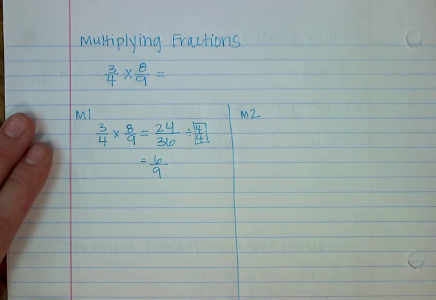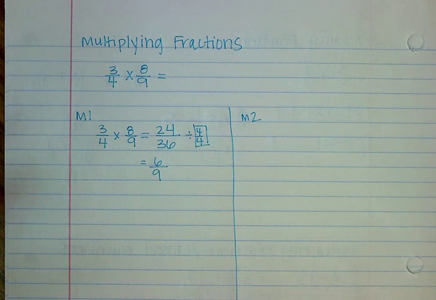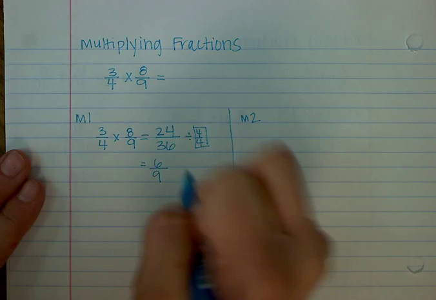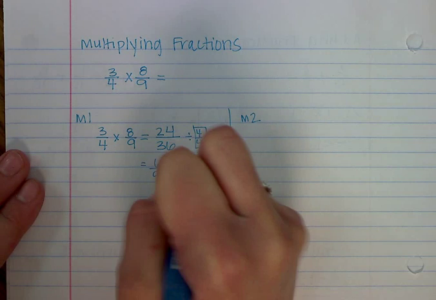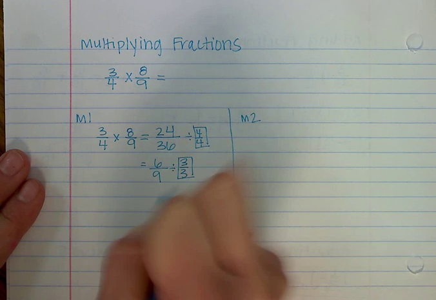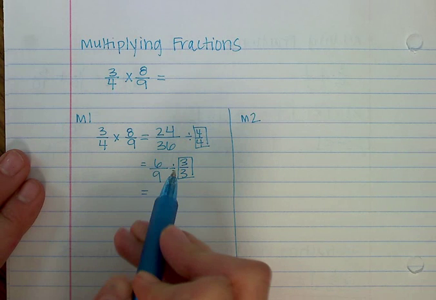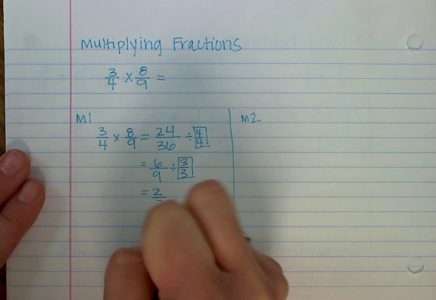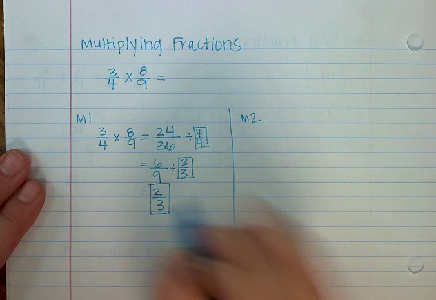So I have 6/9. And well, I notice that that's still not in simplest form because they both have a common factor of 3. So I'm going to divide my top and my bottom, my numerator and my denominator, by 3/3. Now I have 6 divided by 3, which is 2, and 9 divided by 3, which is 3. So my final answer is going to be 2/3.